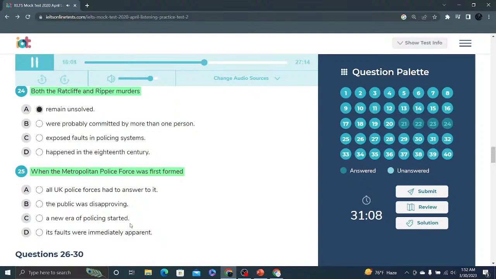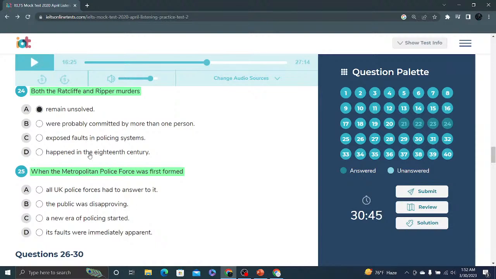Ranging from children's author Lewis Carroll through to artist Walter Sickert. Despite the notable failure to deliver justice on this occasion, the Metropolitan Police Force could not be blamed for any inadequacies in police procedure. In fact, the creation of the Metropolitan Police Force was a turning point in English law-keeping.